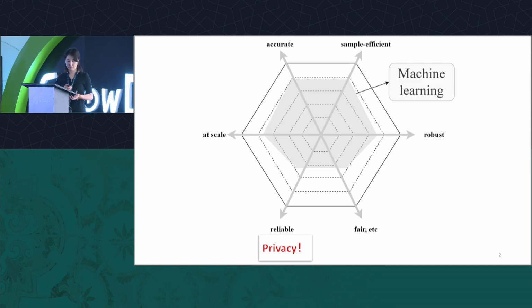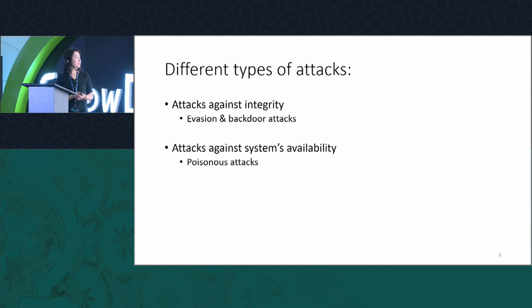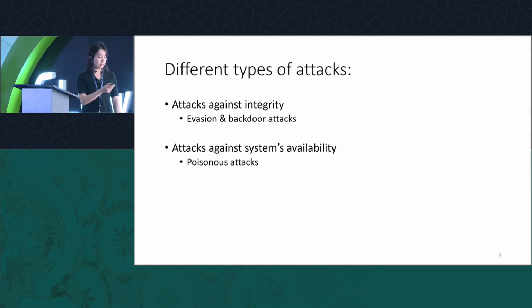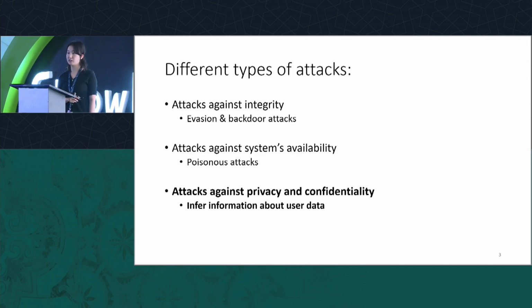To have a reliable model means that we want our model to be robust, or not vulnerable, to different types of attacks. So what kind of attacks are there? There are attacks against integrity, which means it's possible to mislead the model on some specific types of images or samples. Another type is against system availability: poisoning attacks that maliciously modify a small portion of training data, but consequently hurt the model performance as a whole. And the last part, which is the focus of today's talk, is attack against privacy and confidentiality.